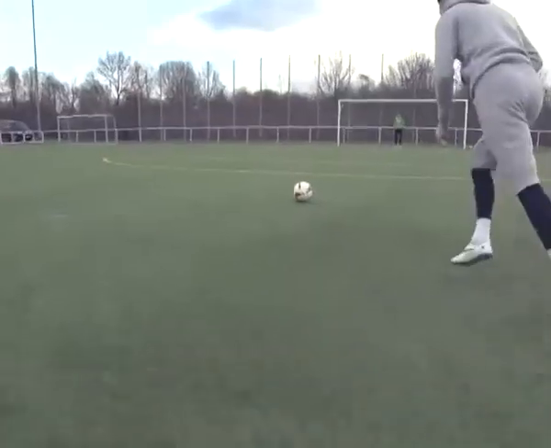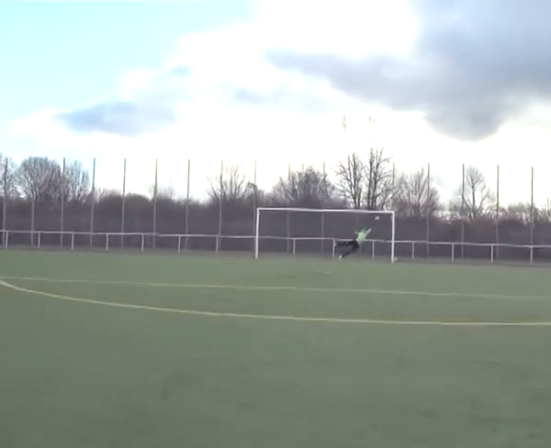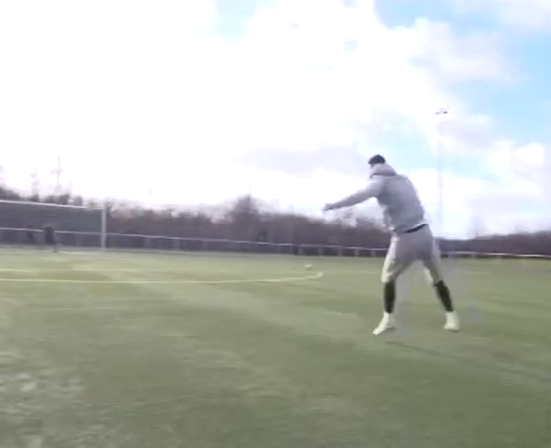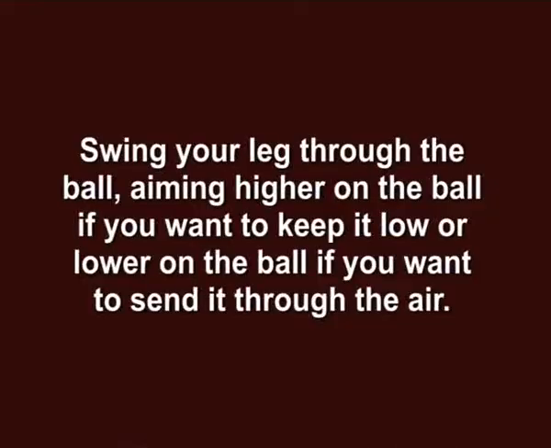You will want to place your non-shooting foot just outside the ball with your toe pointing in the direction you are aiming to shoot. Swing your leg through the ball, aiming higher on the ball if you want to keep it low or lower on the ball if you want to send it through the air.